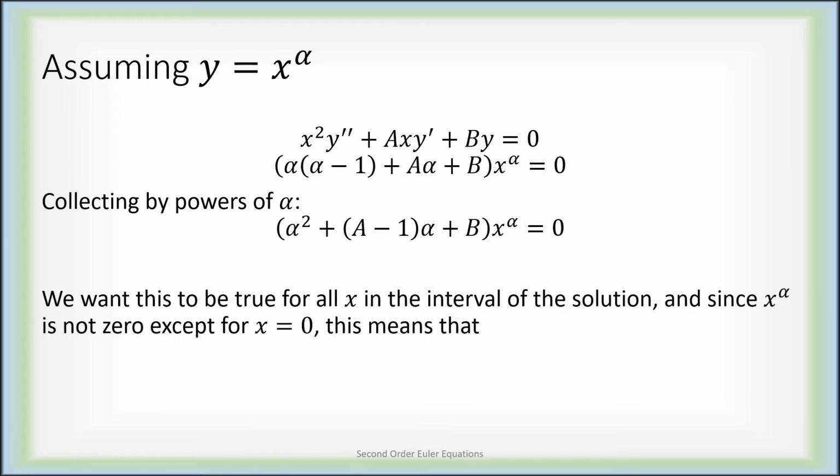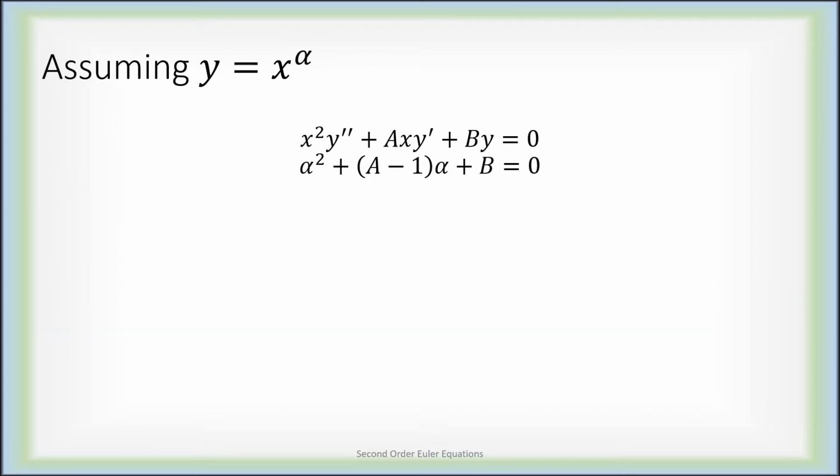Now, we want this to be true for every x in some interval on which we're finding our solution, and x to the alpha is not going to be 0 except at one particular point, x equals 0. Therefore, that quadratic expression in alpha must be 0. So having assumed that y is x to the alpha, we've taken that in our second-order Euler equation, x squared y double prime plus a x y prime plus b y equals 0, and determined that alpha squared plus a minus 1 alpha plus b must be equal to 0.